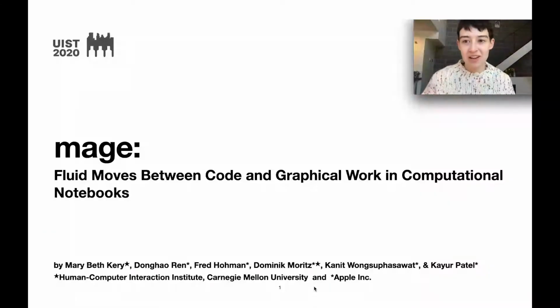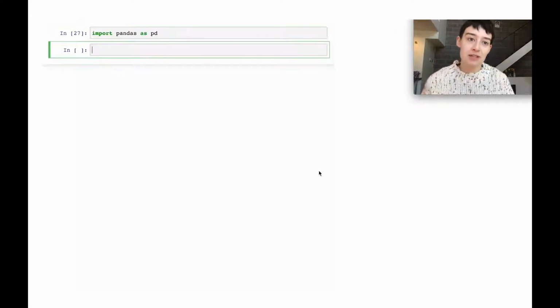This is some really cool work that I've done with my collaborators at Apple. And this is our system called Mage. So let's talk about fluid moves between code and graphical work in computational notebooks. So this is a notebook today. I'm going to load in some data. I'm going to load in my favorite data set, which is a data set of Pokemon.